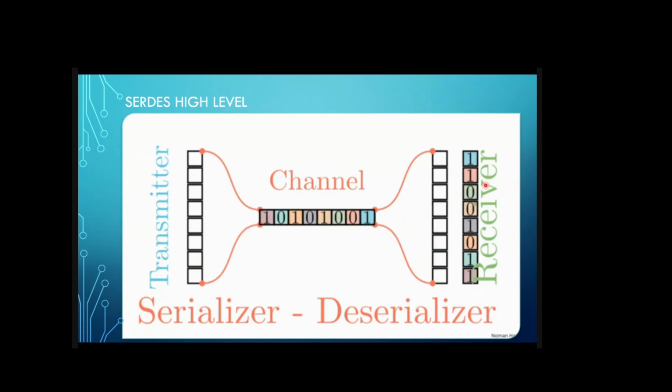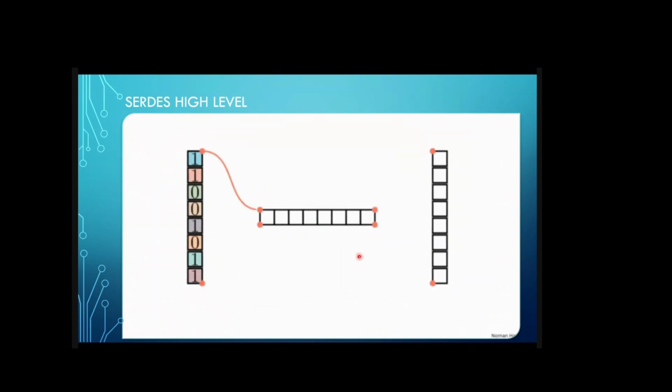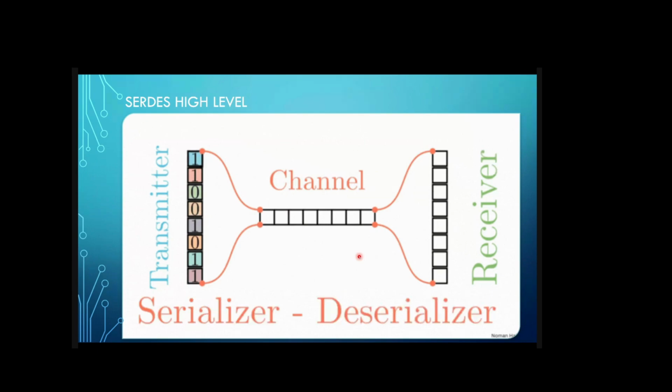So it goes through many channels here. Here I'm just showing one channel, but there are many channels in the real world. I'm just showing that this thing works like that: rather than sending all data at the same time, you send one bit at a time, such that you save on the wiring cost.